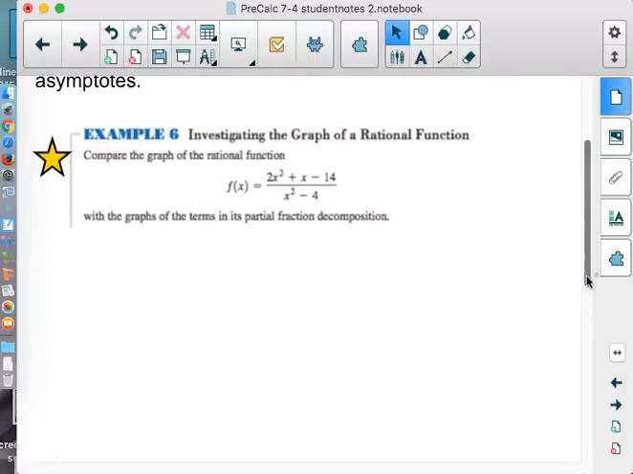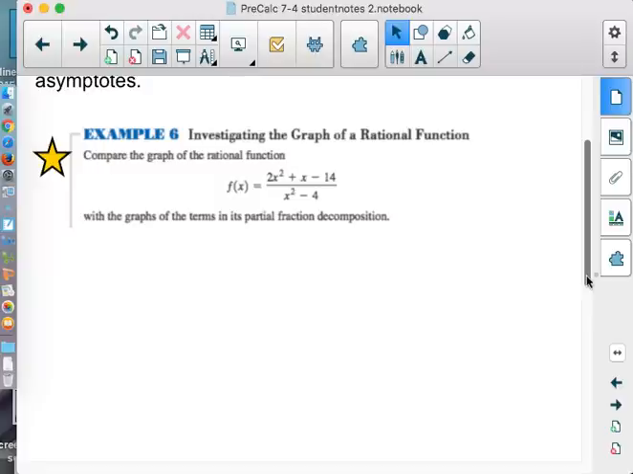All right, so it says investigating the graph of a rational function. Compare the graph of f of x equals 2x squared plus x minus 14 over x squared minus 4. Those with your heads down, don't start breaking this one apart. This one's not done that way. Here's the reason why. We're going to use that, but it's secondary. The first thing we need to notice is these powers are the same.